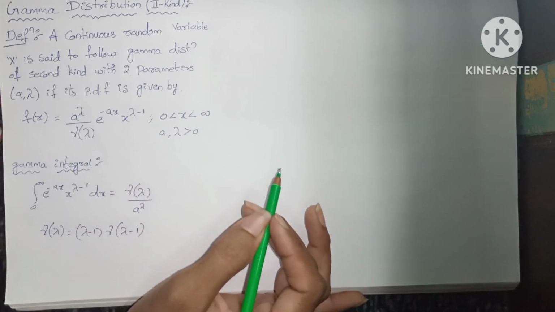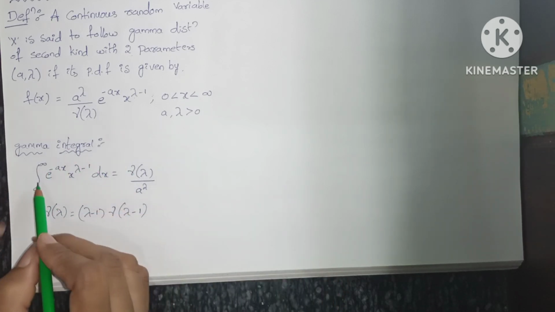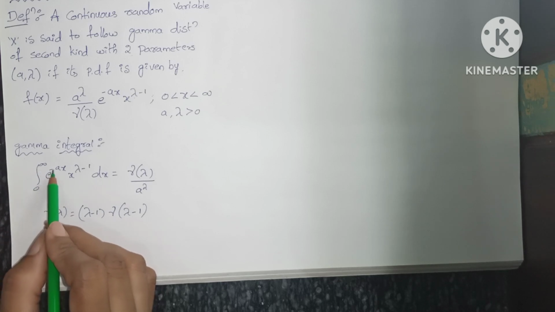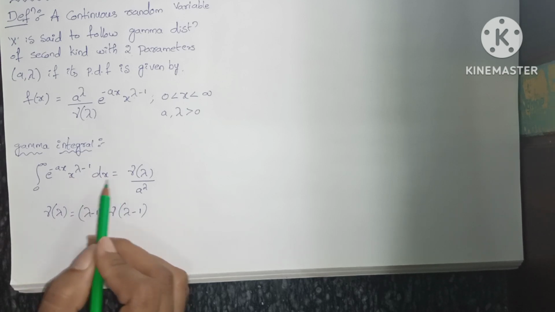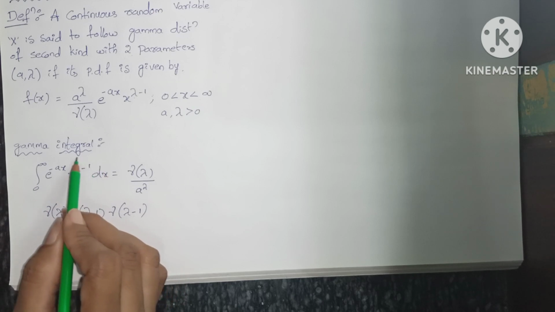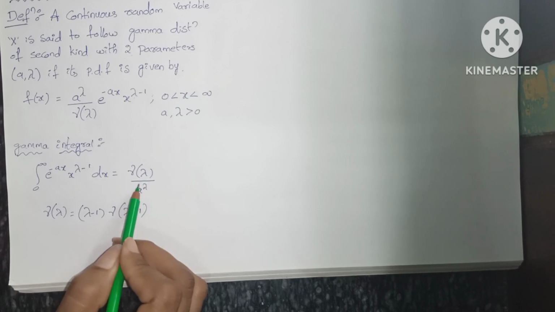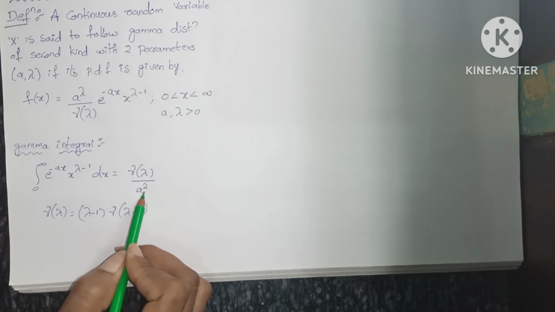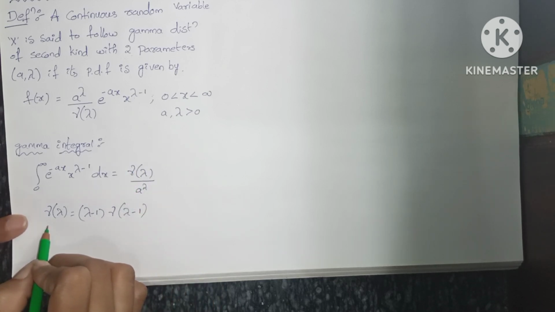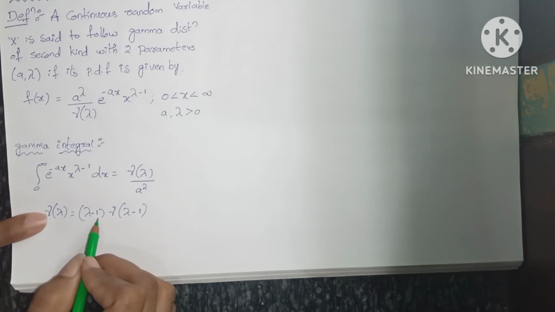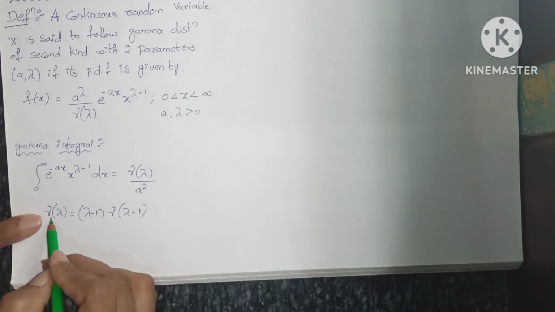The next is the gamma integral. This gamma integral will be used in moments. The integral from 0 to infinity of e power minus ax into x to the power of lambda minus 1 dx, if it is in this form, we can write it as gamma of lambda by a power lambda. Again, gamma of lambda, as we already know from many moments, equals lambda minus 1 into gamma of lambda minus 1. This is the formula for gamma of lambda.